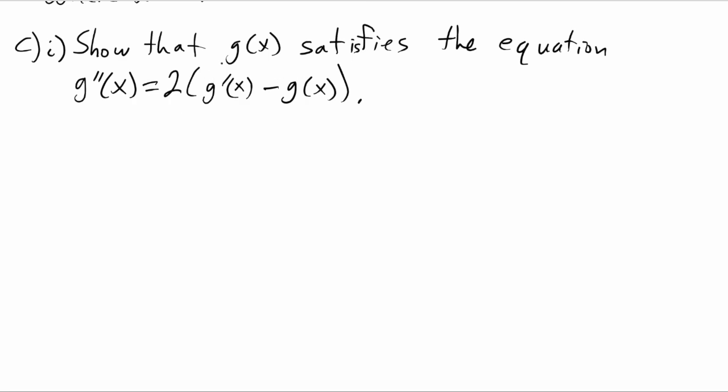In this next part, we're going to show that g of x satisfies this equation here. And what that means is basically that this equation is true. Okay, so we need to show that this equation is true. So we need to obviously find the first derivative and the second derivative. So let's do that first.